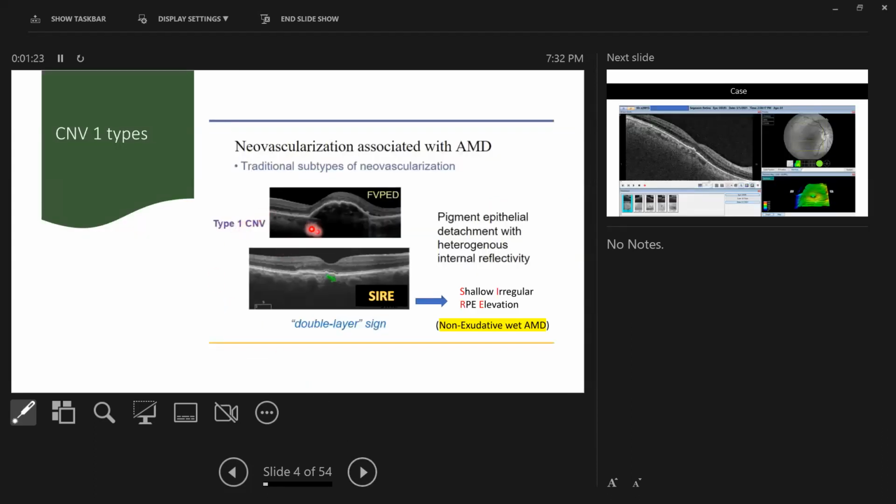Type 1 CNV sometimes can be seen as an irregular RPE detachment with a moderate reflective area that we call fibrovascular RPE detachment. Also, sometimes we can identify another type of RPE detachment called SIRD, which means shallow, irregular RPE detachment with a space between the RPE and the Bruch's membrane. This sign we call the double layer sign, or non-exudative wet AMD.